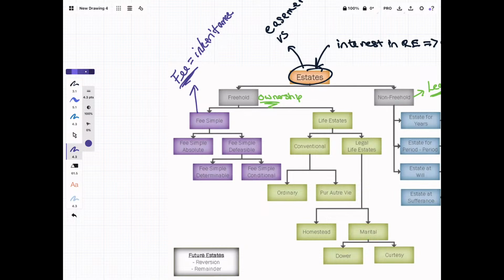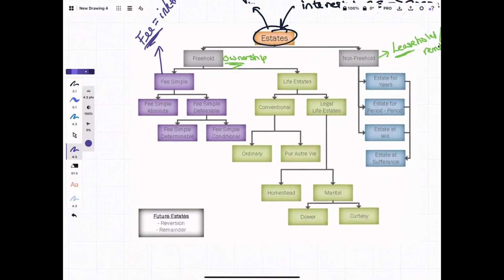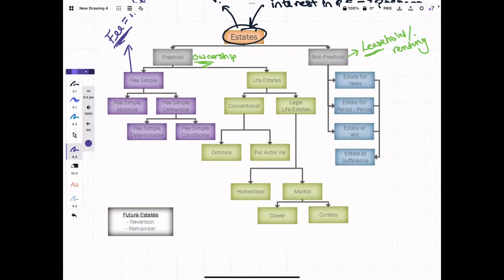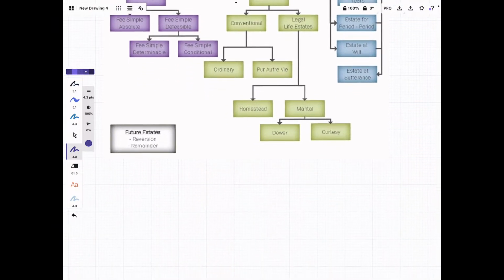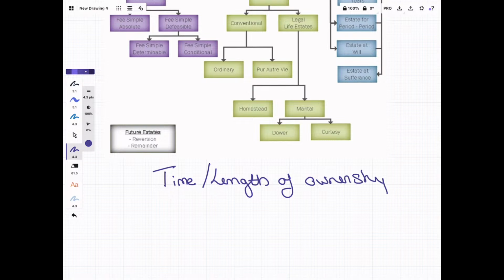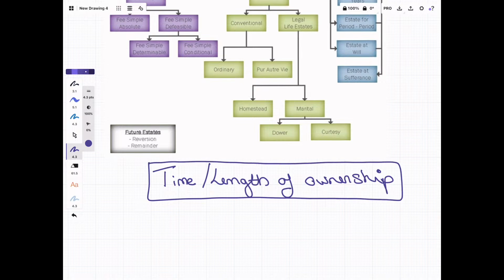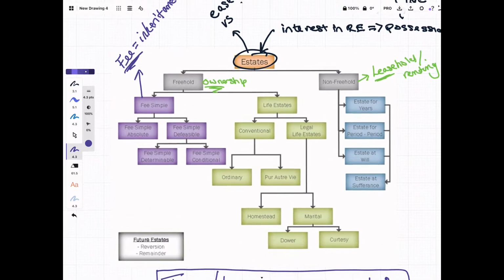But now what we're going to do is talk about, well, how long can you own it? And truth be told, guys, I'm assuming you all have seen this chart before. This whole chart is really about time or length of ownership. This whole chart could really be called the time or length of ownership. Well, why am I saying that? Because we're going to start right here.